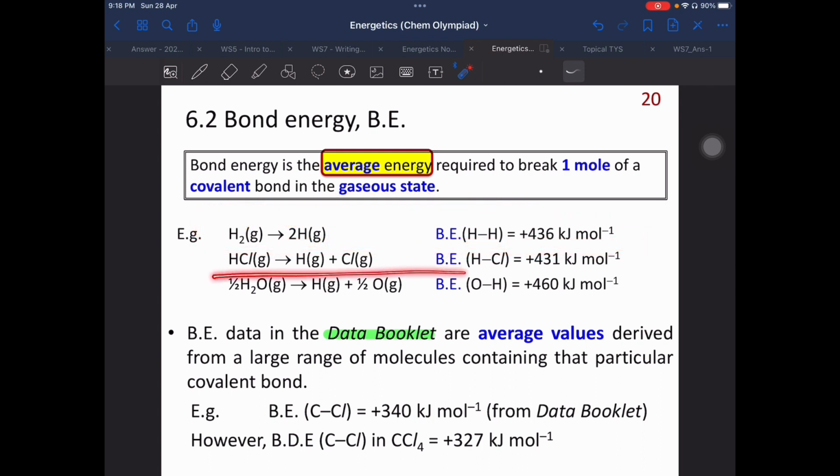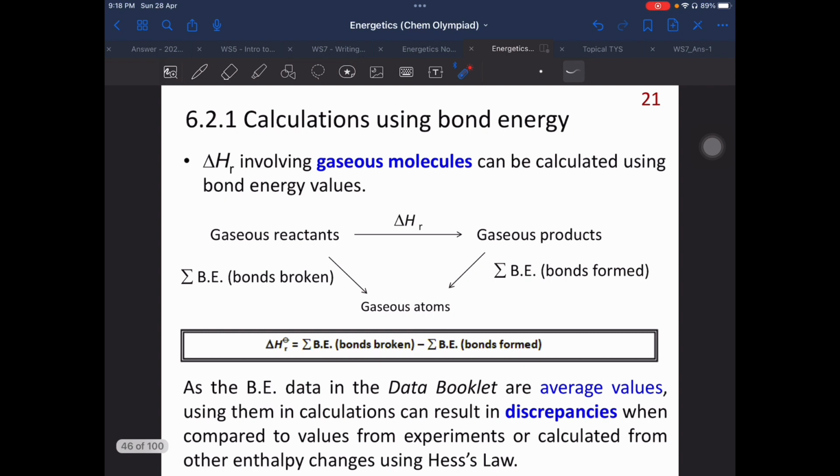The second one over here is the bond energy for HCl is 431. That means to break up one molecule of HCl into the individual atoms, the energy involved is 431. Yeah, so that's the whole idea of bond energy, right? So similar to what you have learned currently in O-level, we know that the overall reaction involves bond breaking and also bond forming, right? So there's a way to calculate enthalpy change by adding up all the bonds that have been broken and also adding up all the bonds that have been formed to see how it works out.